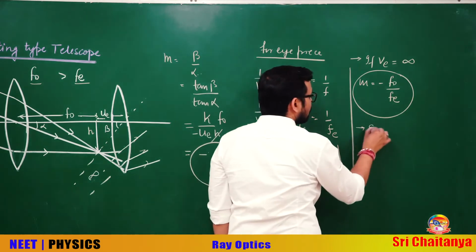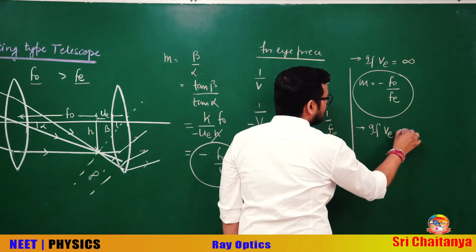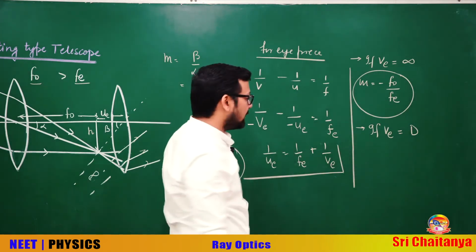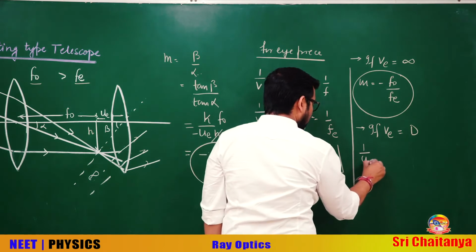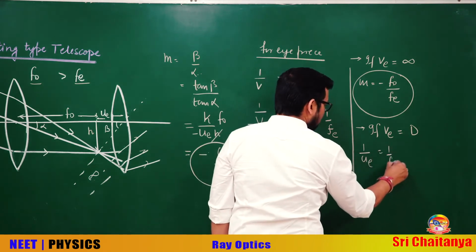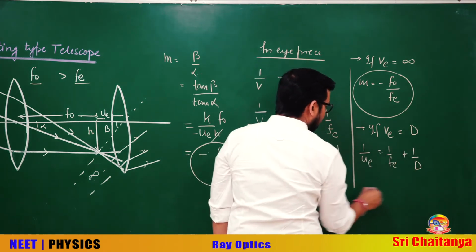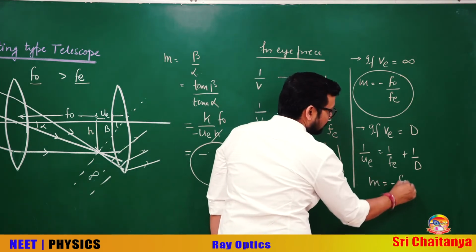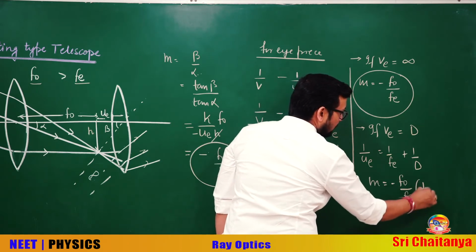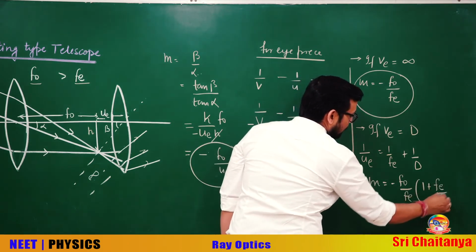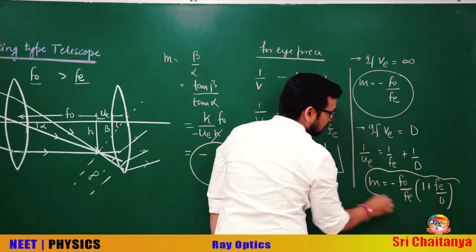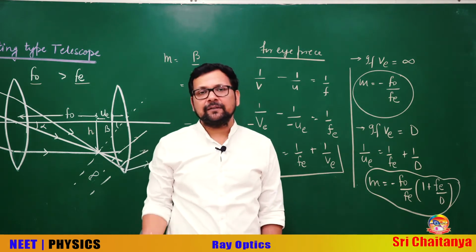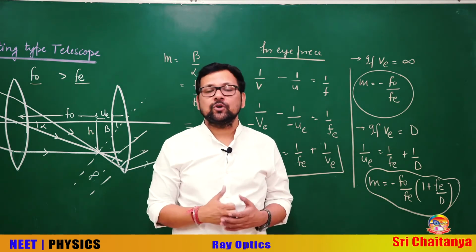Similarly, if the final image is formed at D, what will we put here? Obviously D. So, 1 by UE is 1 by Fe plus 1 by D, and in this case from this formula the magnification would be minus f naught by Fe times 1 plus Fe by D. So, these are the two magnifications, and this is a rough ray diagram. This is all you need to memorize for the optical instrument.